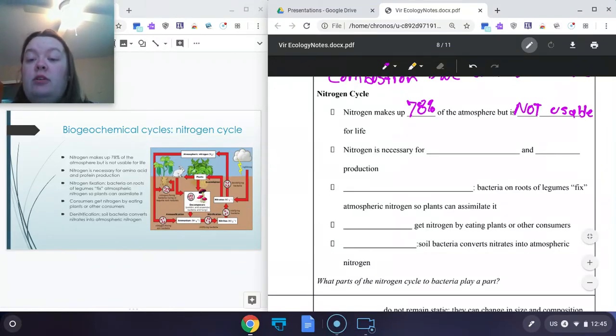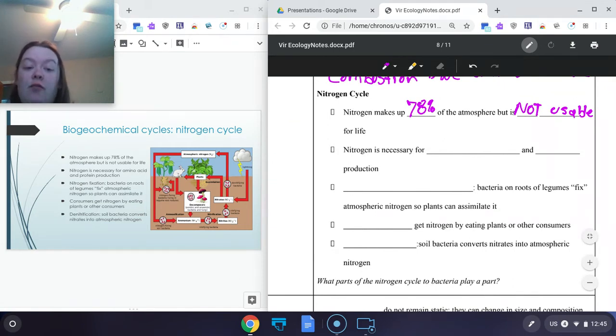for life. So what that means is, yes, there is nitrogen in the atmosphere all around us. A majority of the atmosphere is made up of nitrogen. However, when I'm breathing in, and when most organisms breathe in, they're not using nitrogen. They're using either oxygen or carbon dioxide. So the nitrogen in the atmosphere does not contribute to life.